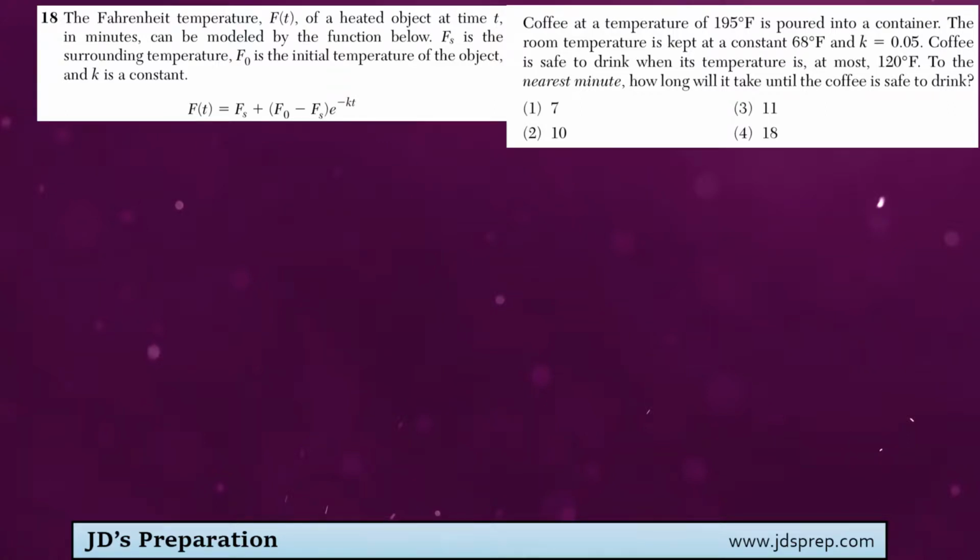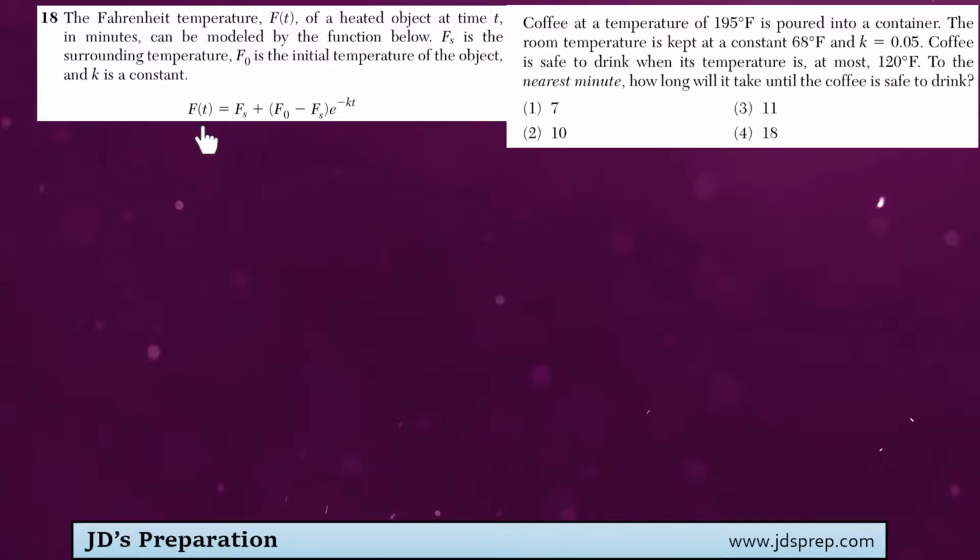All right, this problem's giving us a pretty complicated function here, f of t. But the bottom line is what it's asking us to calculate is how long will it take until the coffee is safe to drink. That's a bit of a giveaway there that the variable we're looking for is time, or t here. So in order to utilize this formula properly, we need to understand what each of these represent.